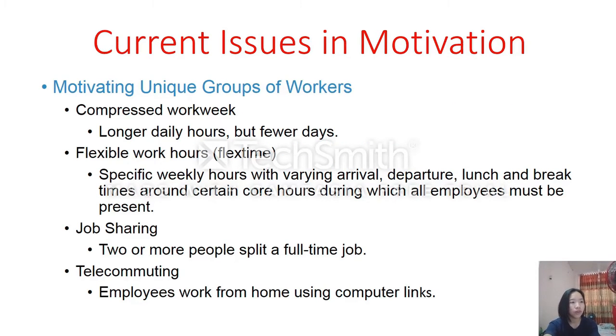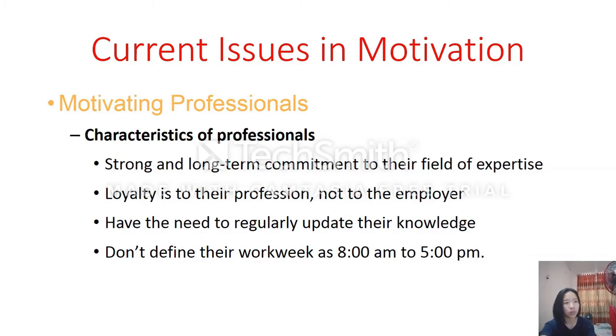The third one is motivating unique groups of workers: compressed work shifts, longer daily hours but fewer days; flexible work hours, specific weekly hours with varying arrival, departure, lunch, and break times around certain core hours during which all employees must be present. Job sharing is when two or more people split a full-time job. Telecommuting is when employees work from home using computer links.